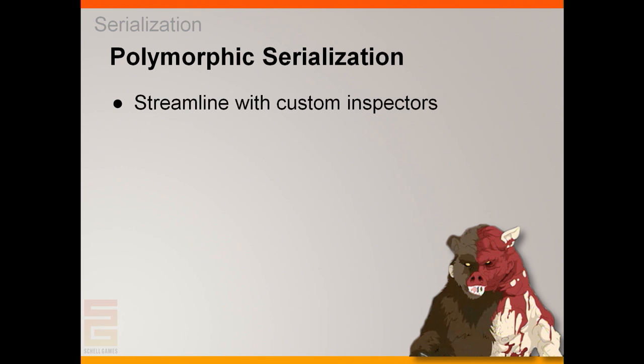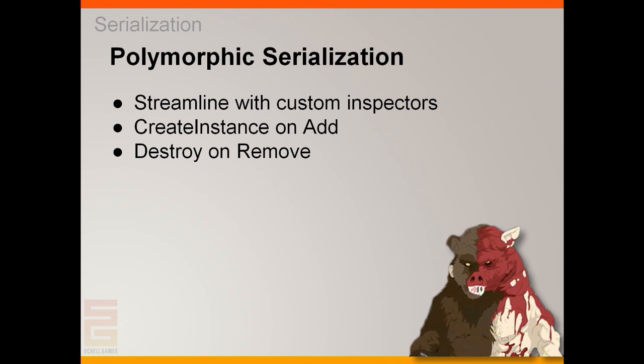So we can clean up the polymorphic serialization that we deal with by creating custom inspectors to make all of this stuff seem automatic. And what we do is when you add an object to the list, you can call create instance, and that will make the asset, and that's when you add the object to the asset. When you delete an object from the list, you call remove. That keeps things nice and clean so you don't have orphaned data sitting around. And you make a drop down to select what type.